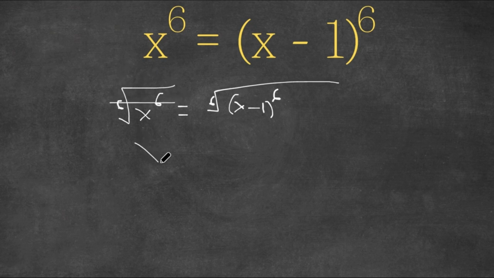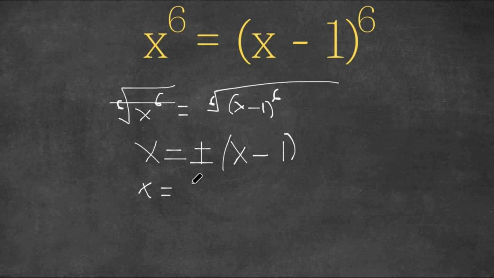So this is simply going to result in x equals, these two are going to cancel out as well. So we're just left with plus or minus, remember, we got the plus or minus, x minus 1. So now this gives us two equations. This gives us x equals positive x minus 1, or this gives us x equals negative x minus 1. Let's first try the positive. So we're going to do x equals x minus 1.